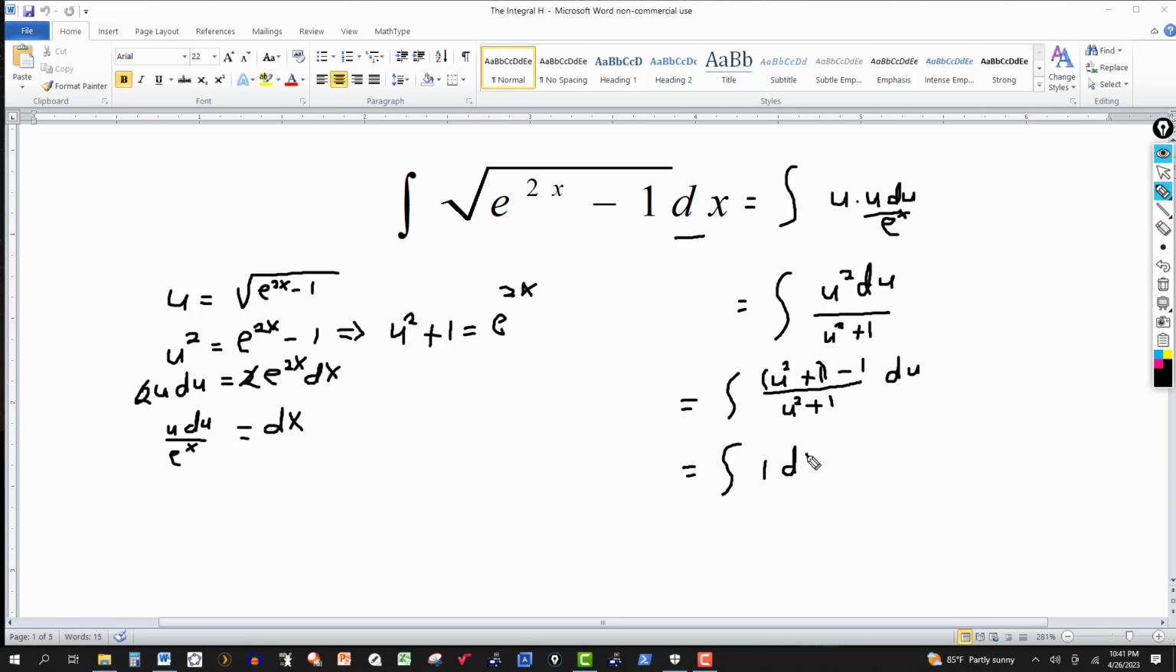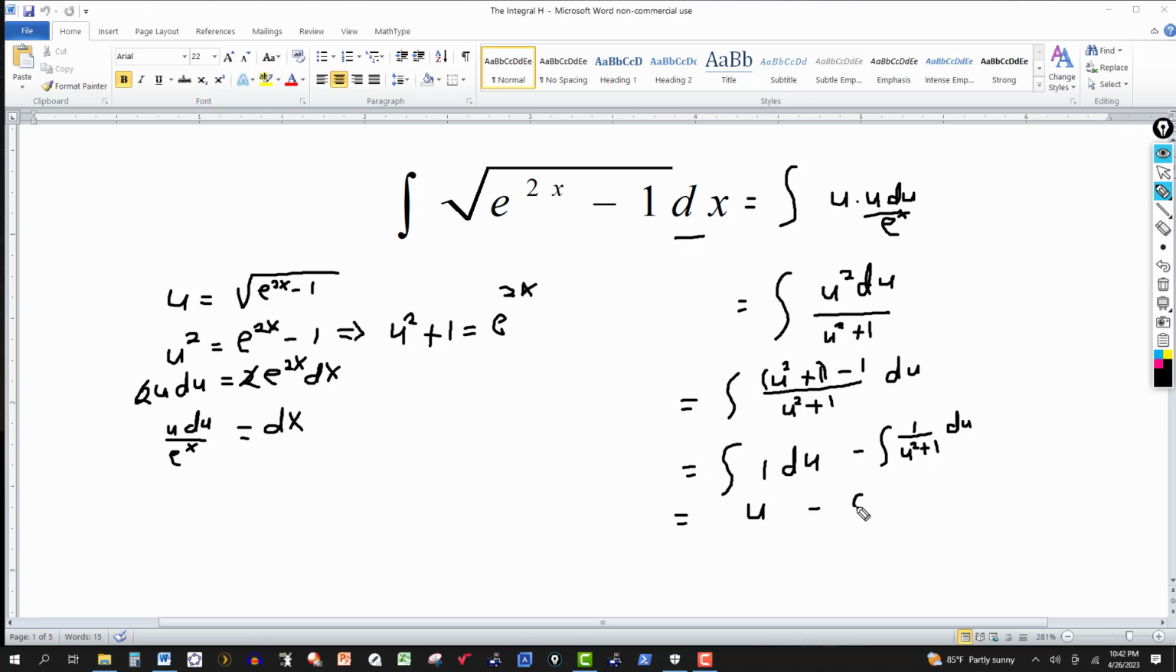Breaking it up into 2 integrals, that'll give us a minus over here, and then the integral of 1 over u squared plus 1 du. Now we're ready to integrate. The integral of 1 du, with respect to u, will just give us u, minus the integral of 1 over u squared plus 1. This, of course, is the one that generates tangent, arctangent, I should say.